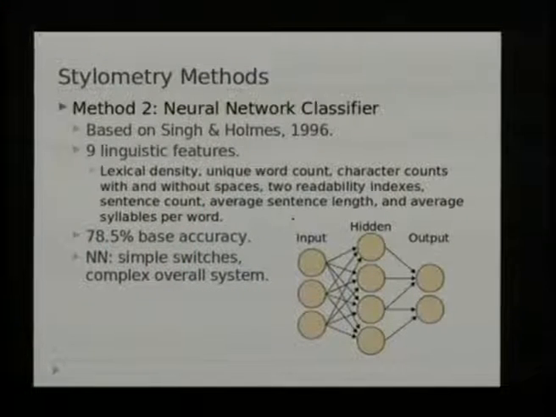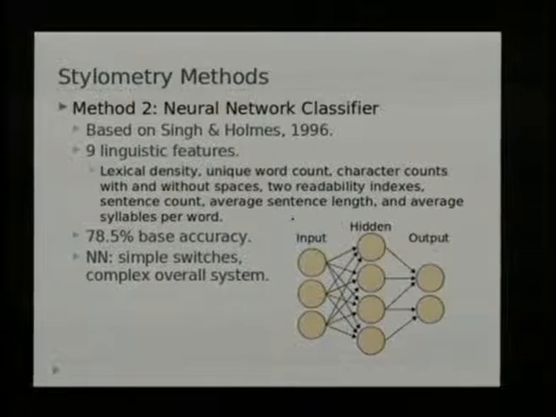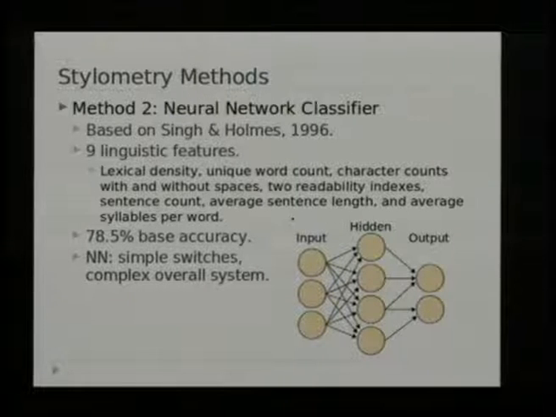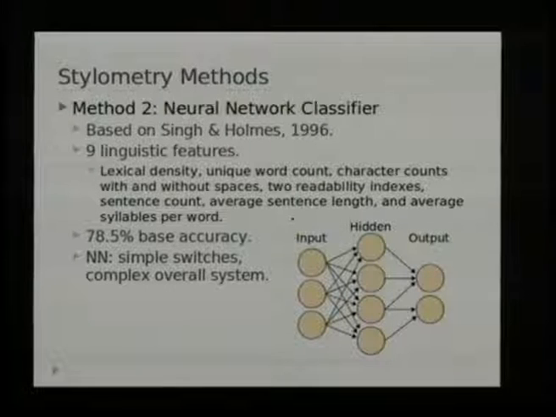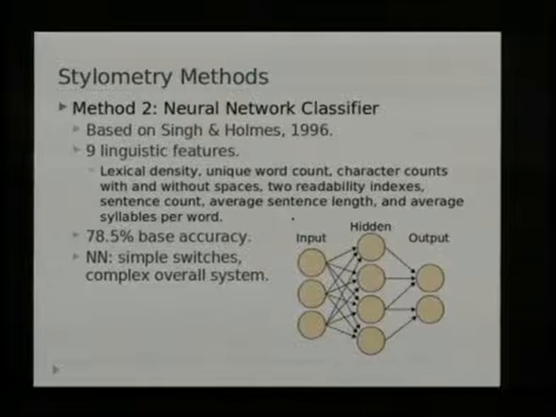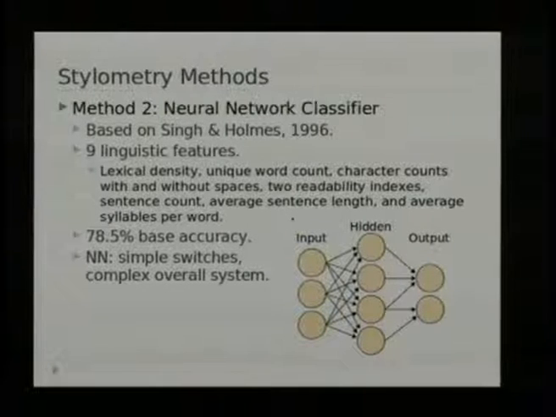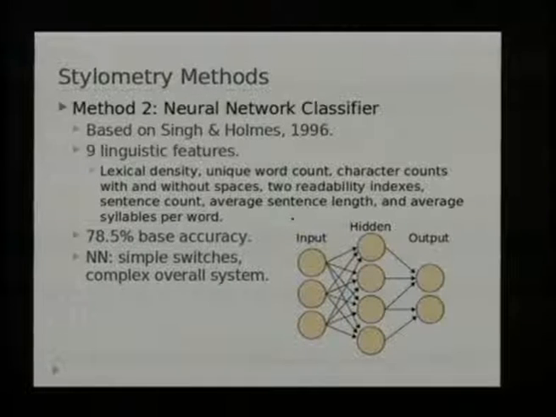The second method was a neural network classifier. It used 9 different features, including lexical density and the readability indexes, like I said, including a number of others. Again, details of all these things are in the paper, so if you really want to know what these measurements are, you can go read about it or ask me later and I'll explain them to you. We had almost an 80% base accuracy, which is not as high as the others, but is still quite high in determining the correct author.